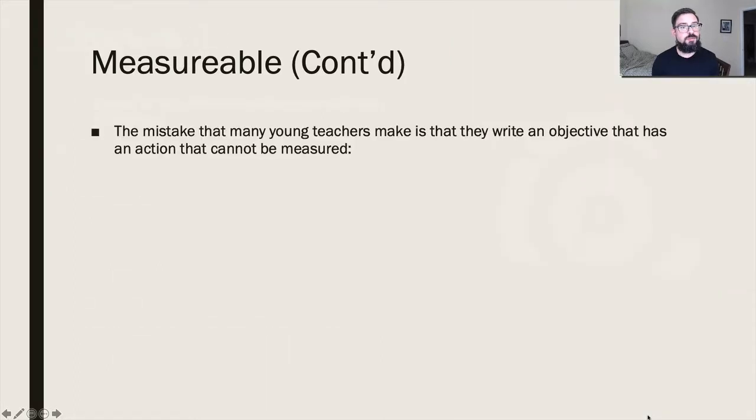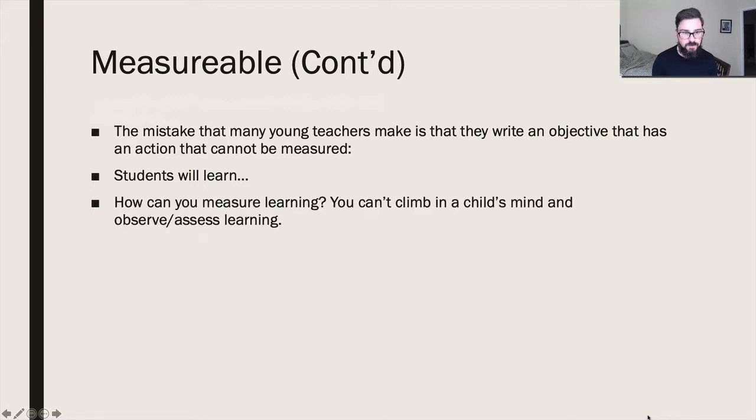Again, something that's measurable. The mistake that many young teachers make is that they write an objective that has an action that cannot be measured. Students will learn. Well, I can't climb into a student's brain and determine whether or not they've learned a concept. So you need to make it measurable.